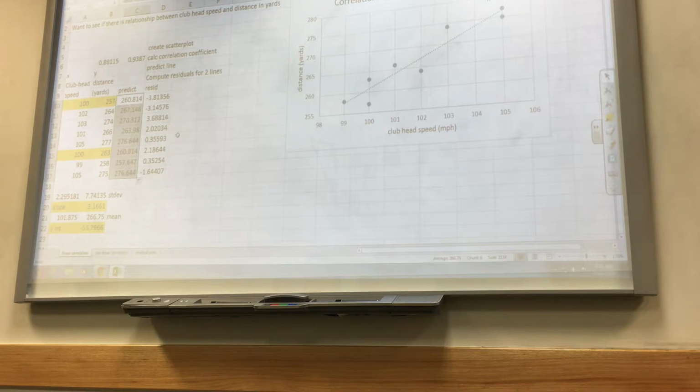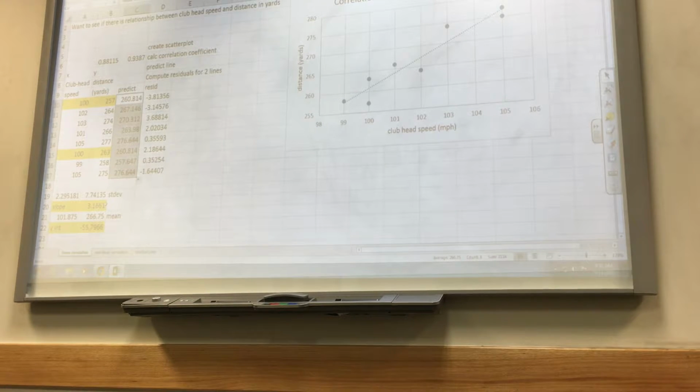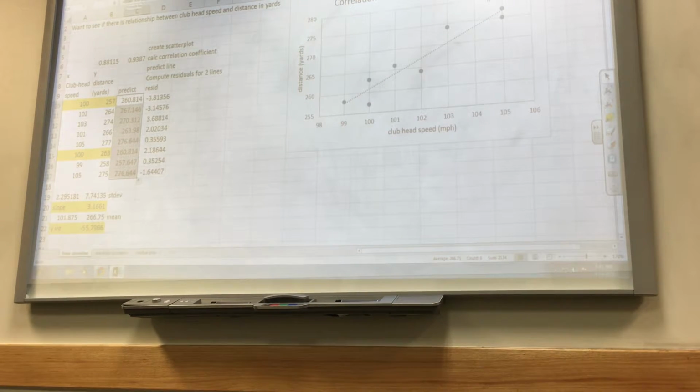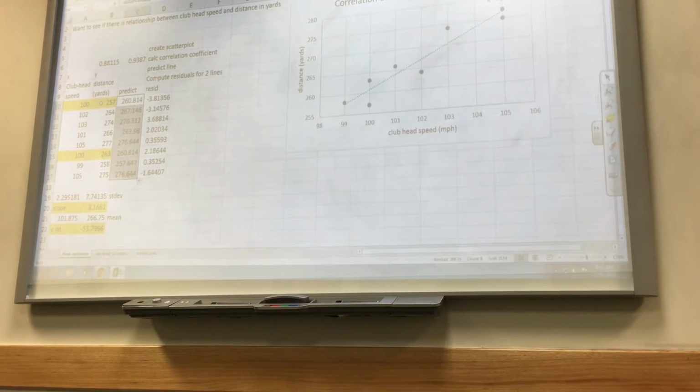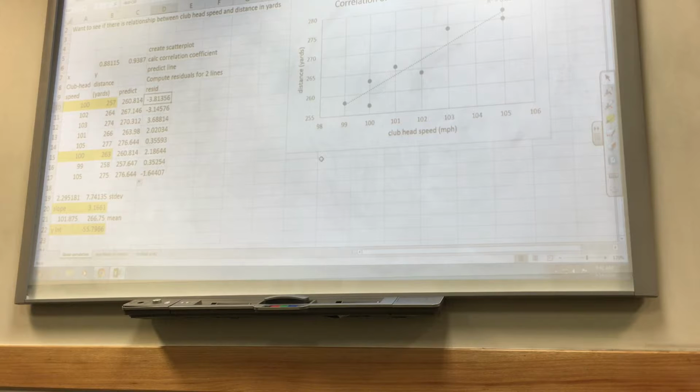Now they're right. Make sure you make that equation correct. You have the slope and the y-intercept. I only did the slope the first time. I didn't do the y-intercept. So how do you do the residual? Residual is actual minus predicted. So 257 minus 260.8 is negative 3.8.